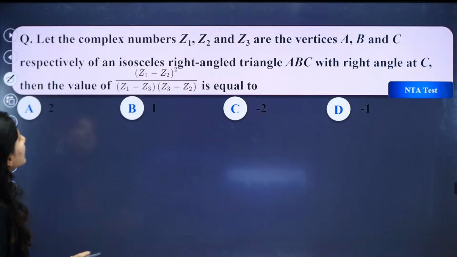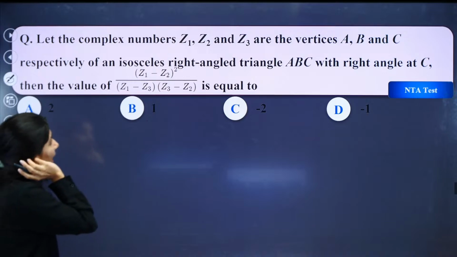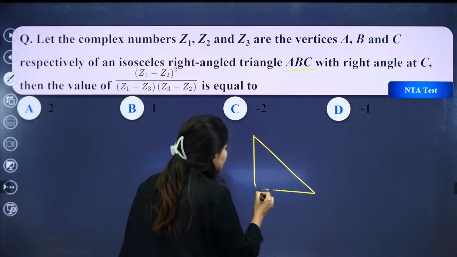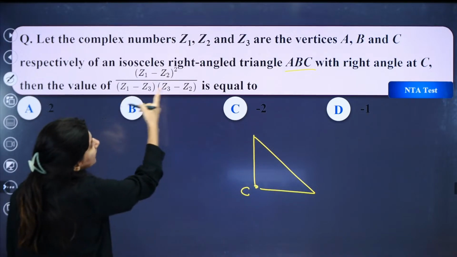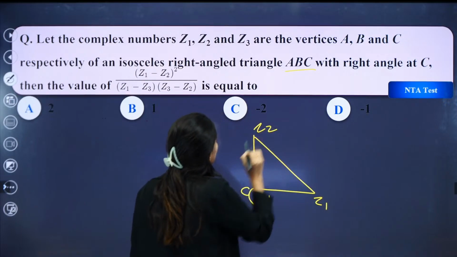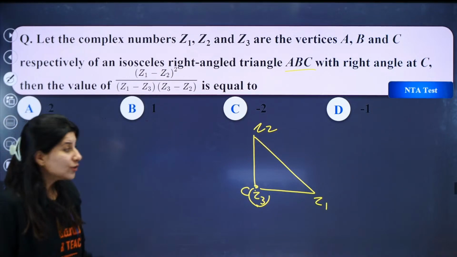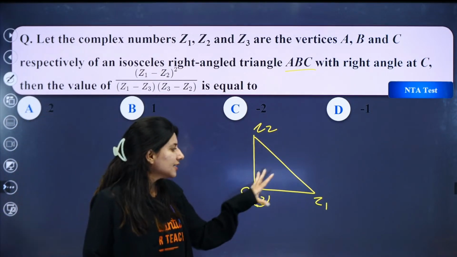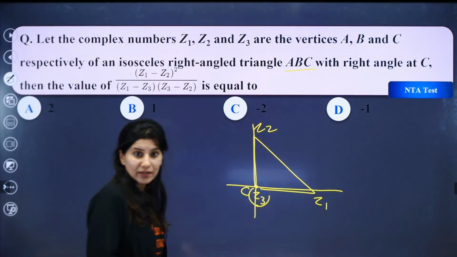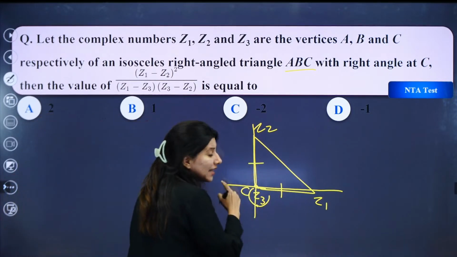There are 3 complex numbers which are forming vertices of the triangle, and they are saying ABC is right angled at C. That means this is your C, and the C coordinate is Z3. This is your Z1 and Z2. What they are talking about is Z1 minus Z2 square, Z1 minus Z3, Z3 minus Z2. So here the shortcut is, you can do this whole setting over here. Form a right angle triangle, and by the way, it is an isosceles right angle triangle. That means these two lengths are also equal.